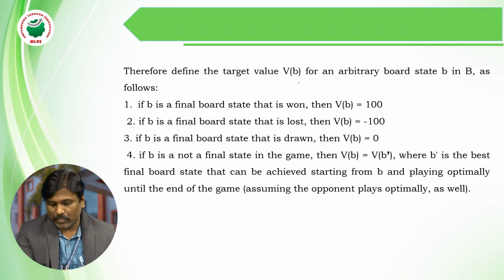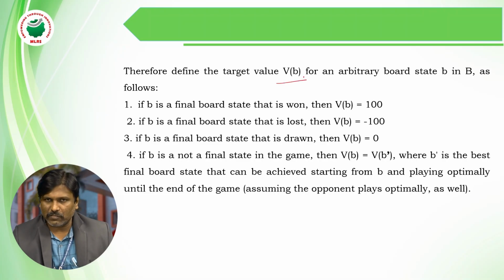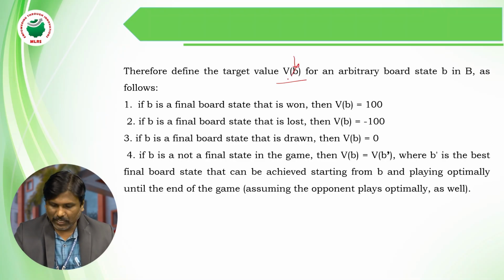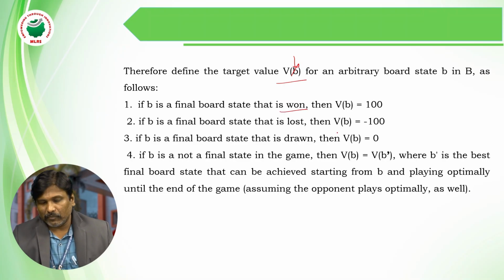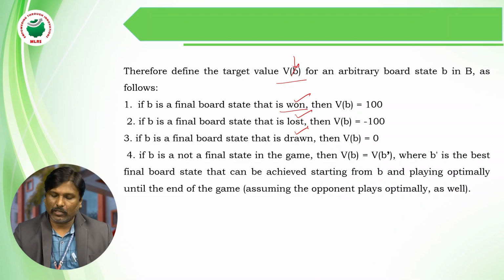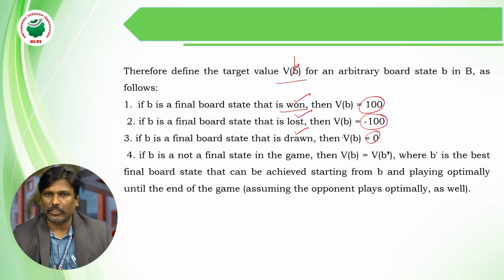For that condition, my target function is represented as V. Here B is the board state, so V of B is considered. So what are the possibilities while playing the checkers game? Whether we win the match, lose the match, or the third one, draw the match. Whenever I win the game, that is represented by 100. The lose condition is represented as minus 100, and a draw is represented as 0.